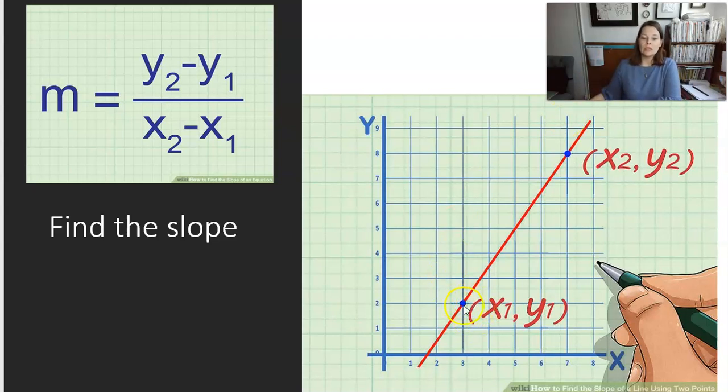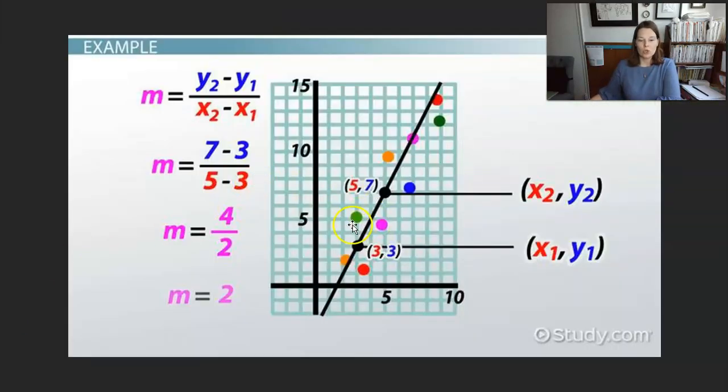The one closer to the origin is going to be point 1. The one further away from the origin is going to be point 2. And that is on the x-axis, by the way. Right, we're talking about on the x-axis. Okay. And so x1, y1, x2, y2. So how does that work?